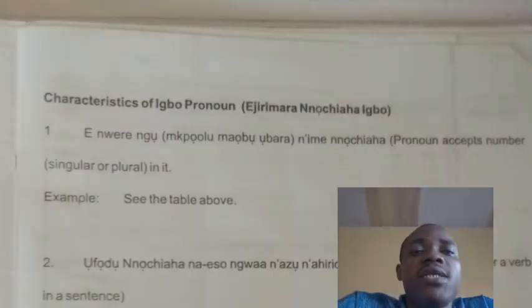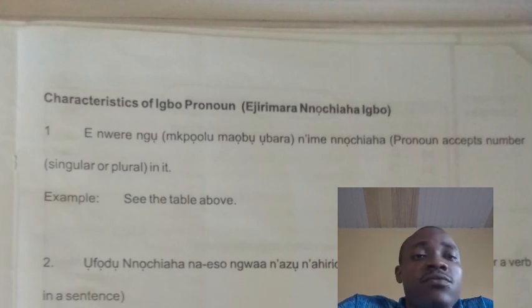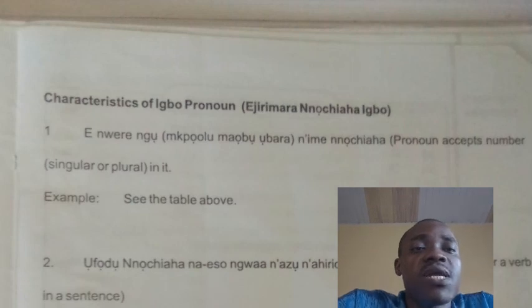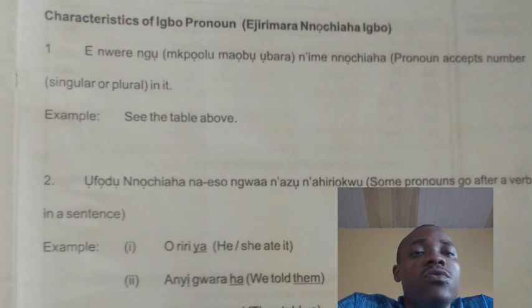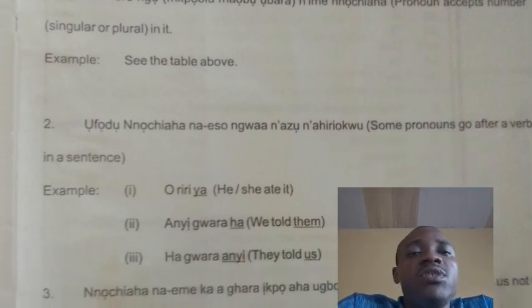Now we'll go further to look at the characteristics of Igbo pronoun. Njirimara means characteristics. The characteristics of Igbo pronoun. Njirimara nnọchiaha Igbo. Now, enwere ọnụ ọgụgụ, in bracket, we have mkpụrụ obere ma ọ bụ ọtụtụ. Nnọchiaha accepts number, singular or plural. We have examples. Let's look at it.